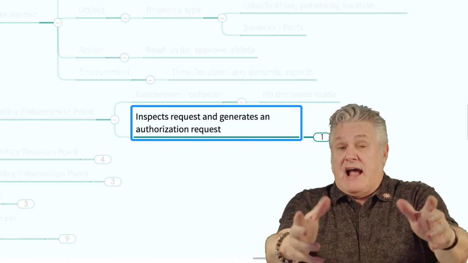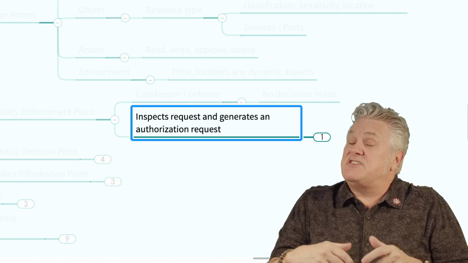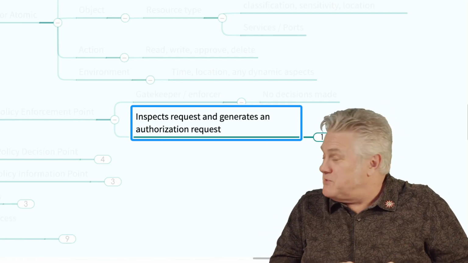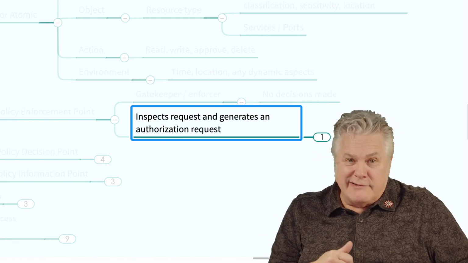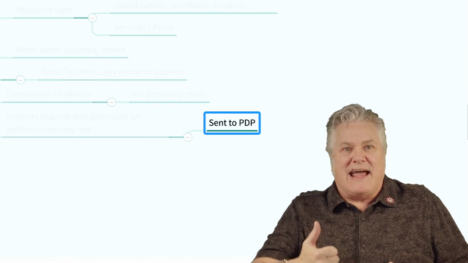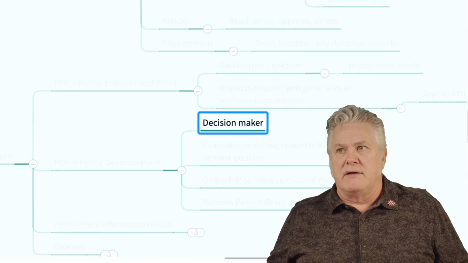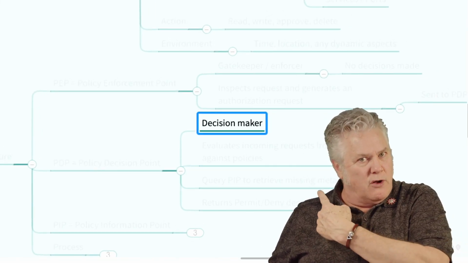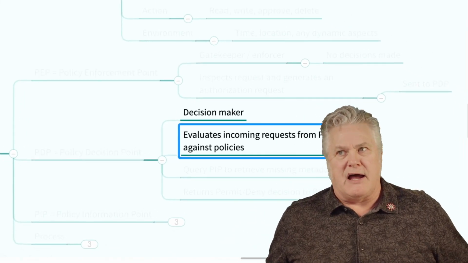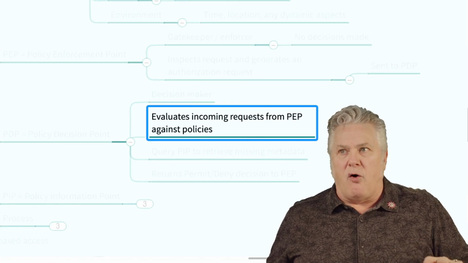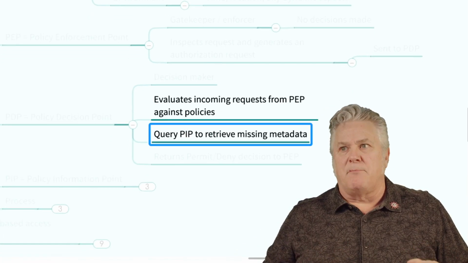So they say, oh, you want to get in here? Hold on a second. Let me see if you're, and they don't have the list. What they do is they go, is that guy on the list? And then they send that back, and that gets sent back to the PDP. That's the policy decision point. That's the decision maker. That's the one with the list behind the big burly guy at the door. They evaluate all the incoming requests from the PEP against the policy.